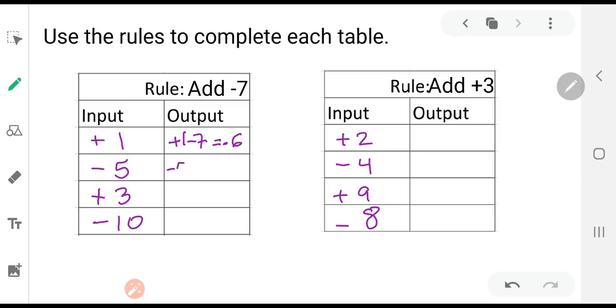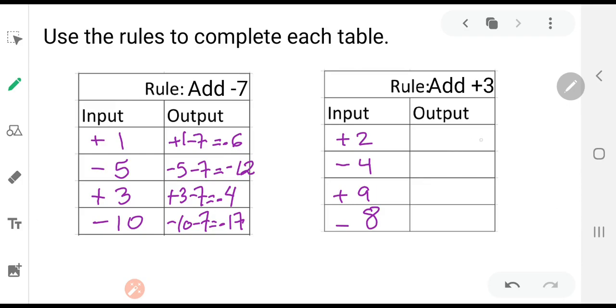Now I have minus 5 minus 7. What's this going to be? Same sign. I will add. It's a 12. What's that same sign? It's a minus, so minus 12. Now I have plus 3 minus 7. I have 2 different signs, so I find the difference. 7 minus 3 is a 4. Which number is greater? The 7. What's this sign? Negative, so it's a negative 4. I have minus 10 minus 7. Same sign. I will add the numbers, so it's a 17. What's the same sign? It's a minus.